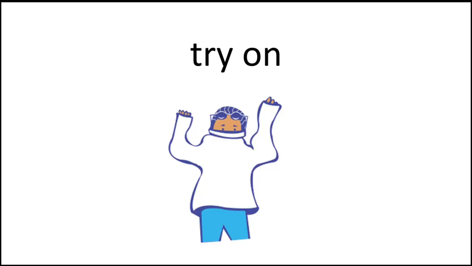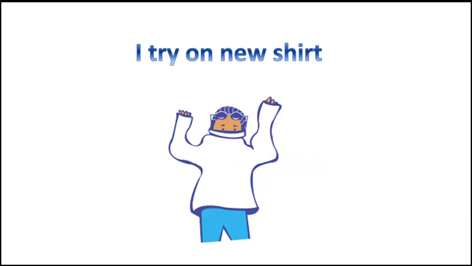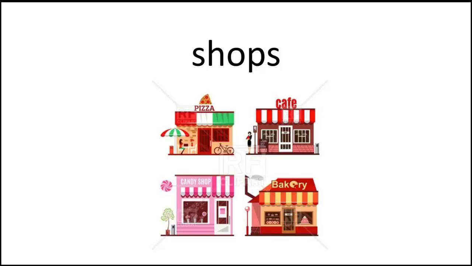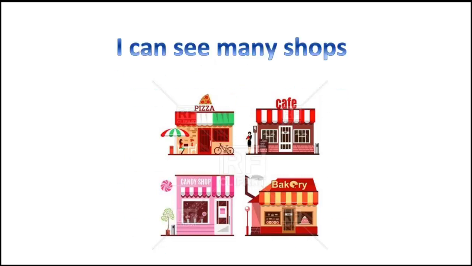Try on. When you buy new clothes, you try them on. For example, when I say, I try on a new shirt. Shops. Okay, these are the places where you can buy food or drinks, like pizza, coffee, and bread. I can see many shops.